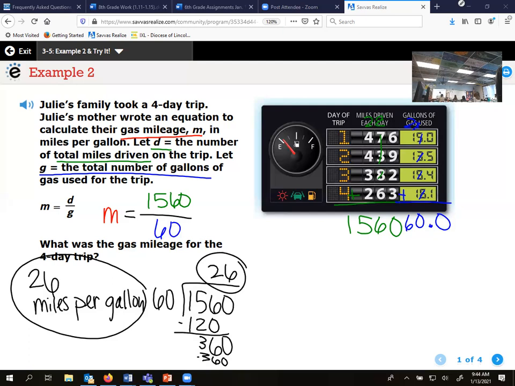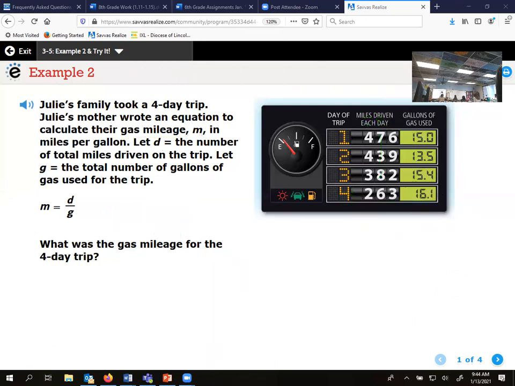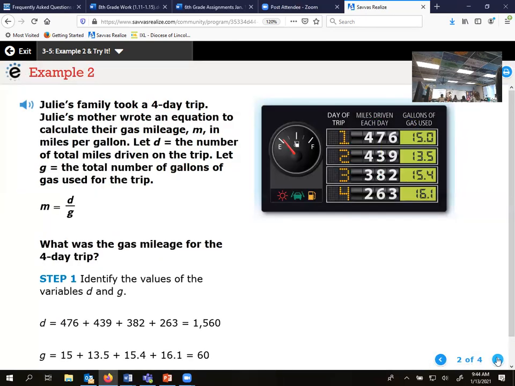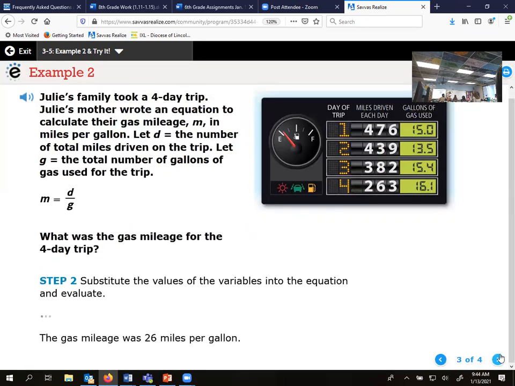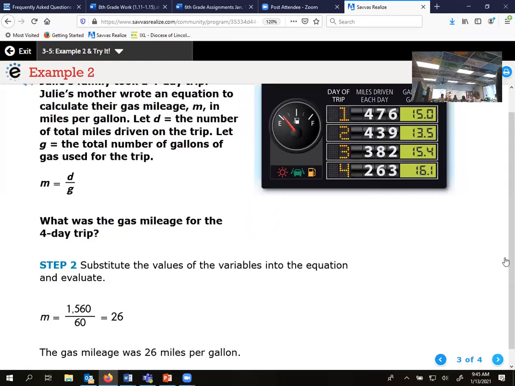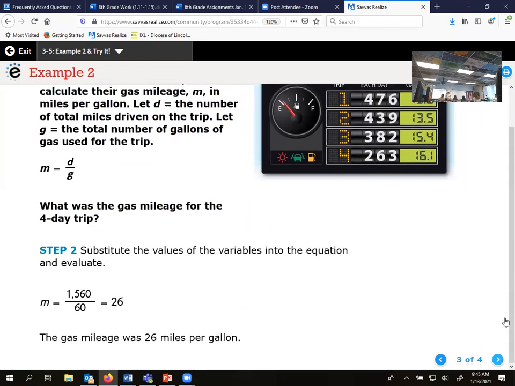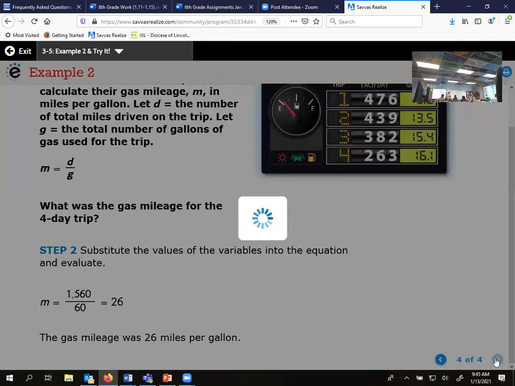Okay, I'm guessing the next couple pages are just going to work through that. Yeah. So they added everything up like we did, plugged it into the equation, and solved. We got 26, which is what we got, which is good. I like when we match.